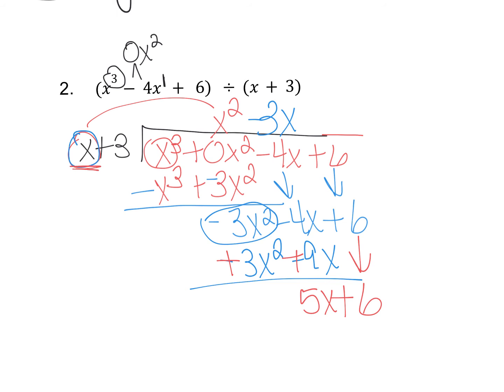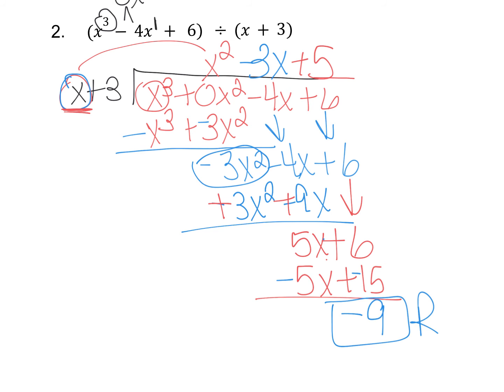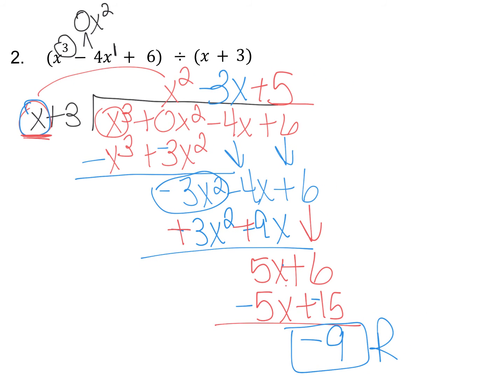And then we say it again. X times what will get me 5x, which would be 5. So you'd have plus 5. We multiply around. 5 times x is 5x. 5 times 3 is 15. Stop and think. We have to subtract, which means subtract's the opposite of what we're doing. Our x's will cancel, and we have negative 9. I have nothing left to bring down, which means this is going to be my remainder. And when we write it, we put the remainder in the numerator and what we divided by in the denominator.